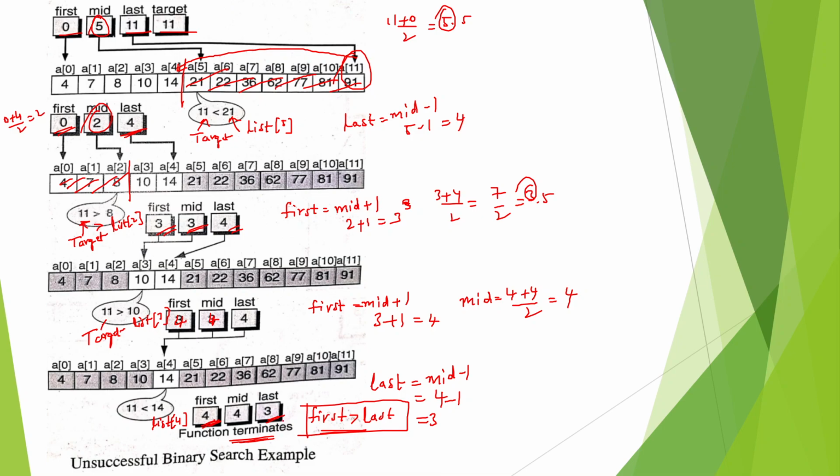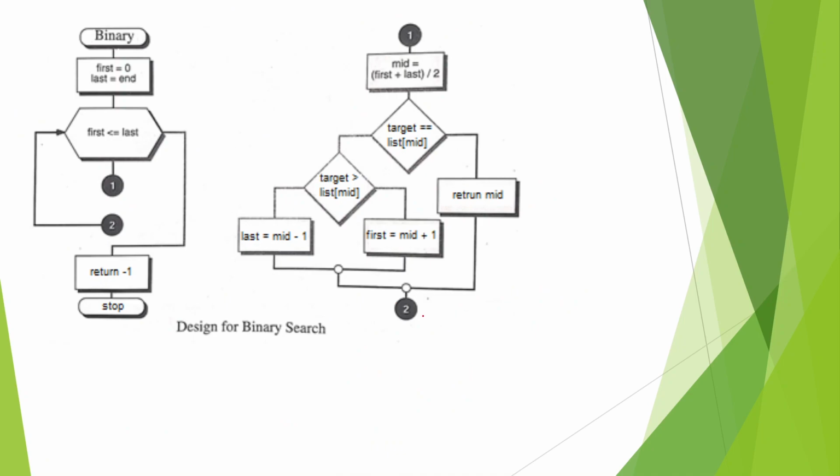So the algorithm will terminate. So quickly you see here the same thing we have written. So how to modify last, how to modify first, here you can see. Whenever the target is greater than list of mid, if this is true, we modify first. And whenever target is greater than list of mid, if it is false, that means target is less than list of mid, then we need to modify last. Remember these two conditions. And whenever we are comparing list of mid with target, if it is equal, return the mid. Wherever it is equal, just return that mid, and if it is not equal, do the greater than, less than comparison. Like this.